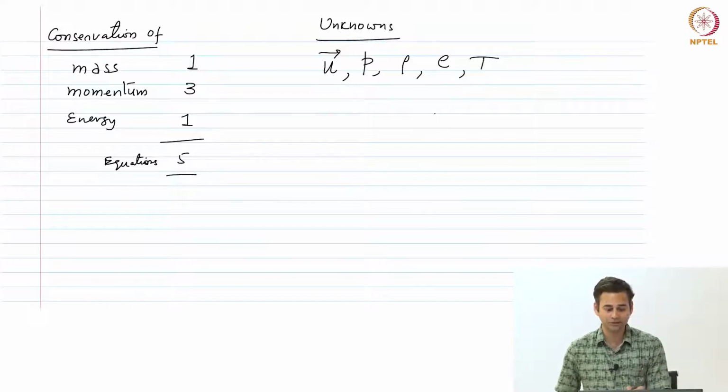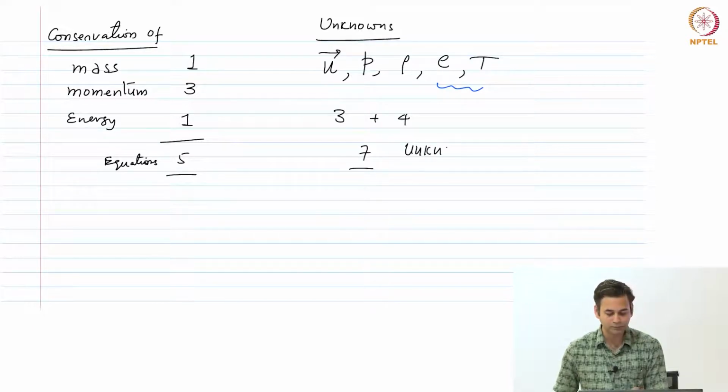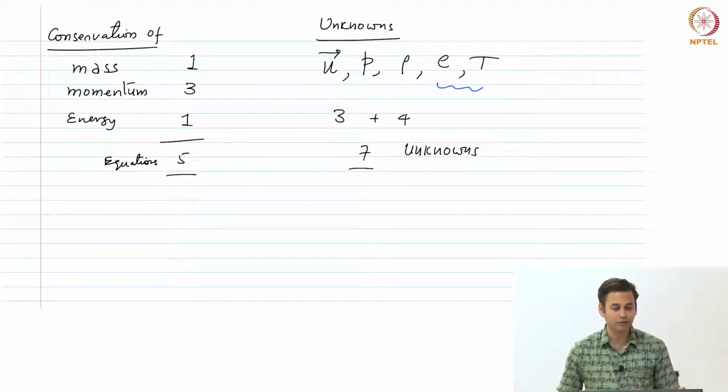Unless we have a special relation which relates internal energy to the density, we do not know the relation between these two, right. So as a result, E is an unknown and T is an unknown. So how many unknowns do we have in total? We have 3 plus 4, right. We have a total of 7 unknowns, whereas the number of equations we have are only 5, right. So can we solve for these 7 unknowns with these equations? We cannot of course solve for this. So we need to invoke further assumptions, right.